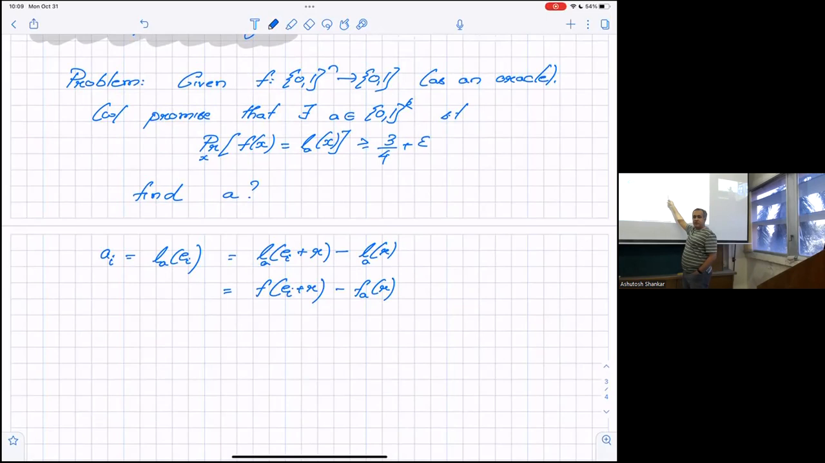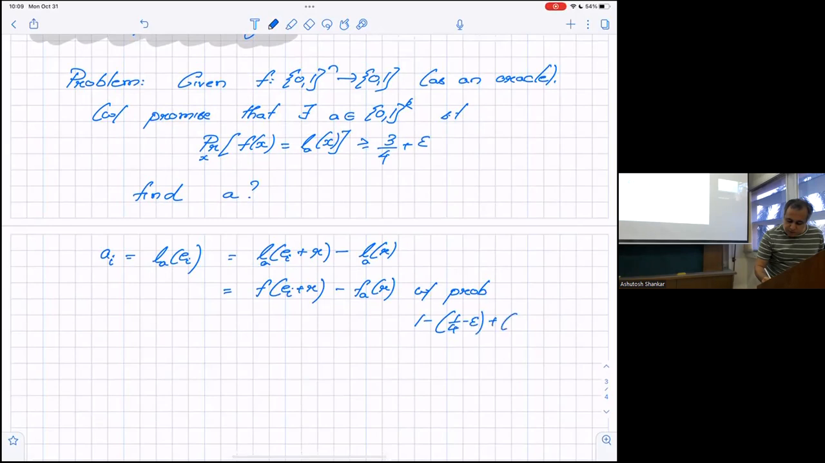So this equation is correct with probability, by a union bound, with the error at most 1/4 minus epsilon plus 1/4 minus epsilon. Therefore, this is correct with probability 1/2 plus 2 epsilon. In other words, this algorithm computing AI gives you AI, not exactly, but slightly better than a random point.